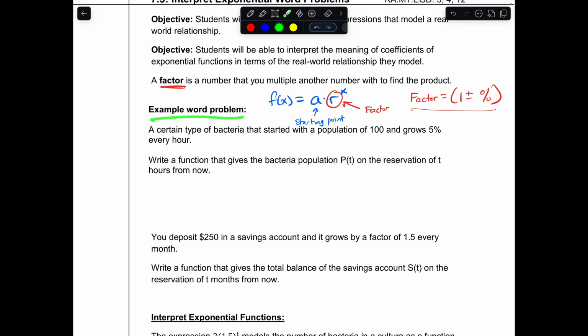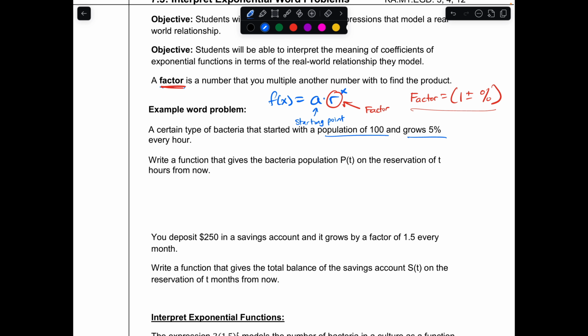So here's our example word problem. We have a certain type of bacteria, and it's starting with a population of 100, growing at 5% every hour. It's asking us to write a function that gives the bacteria population, P of t, on the reservation of t hours from now. Okay? We can do that. So first off, I see some numbers that it gave us. 100, I see 5%.